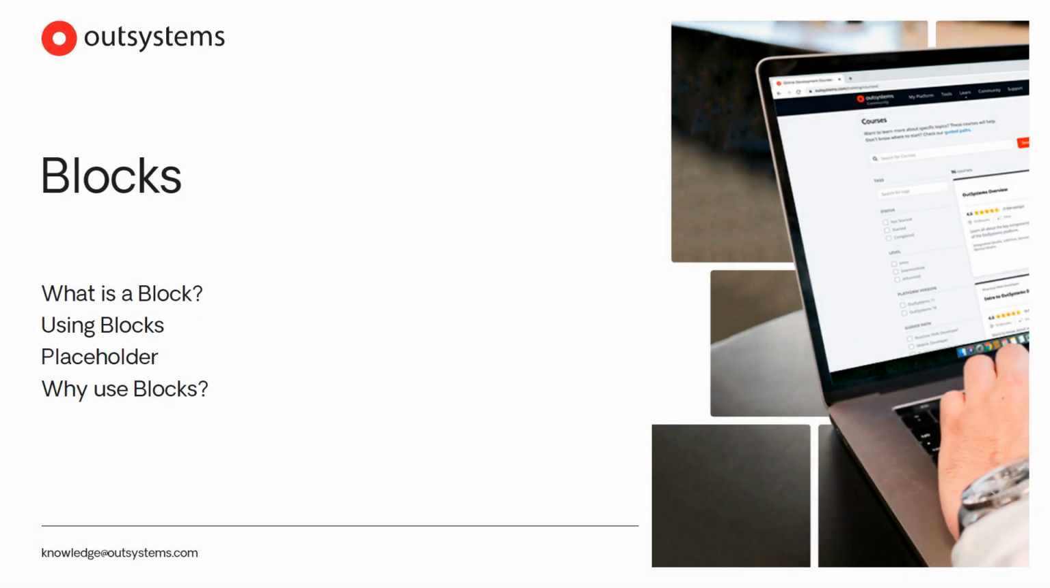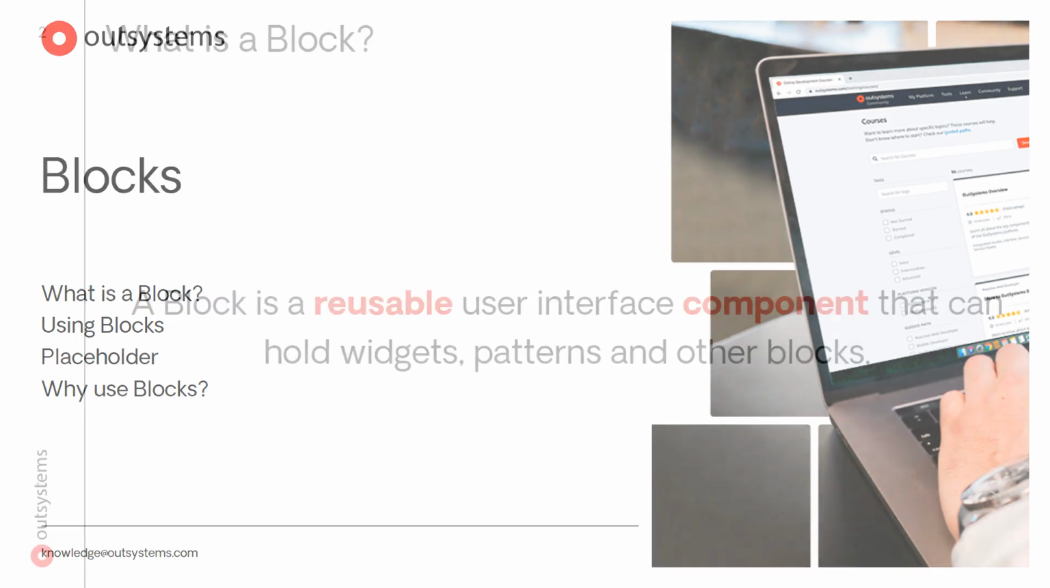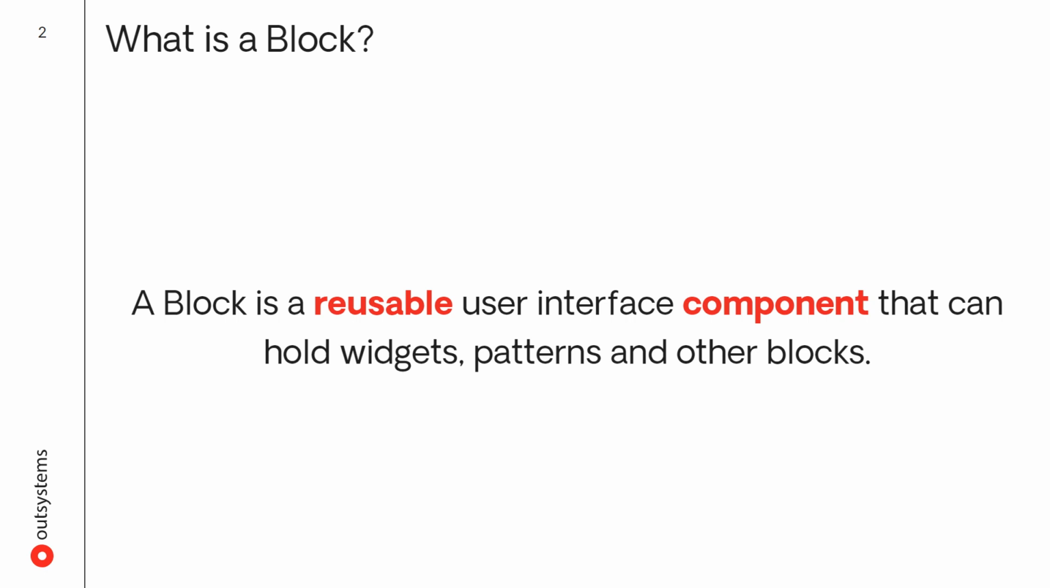In this session, we'll cover what blocks are, and how to use them. Then we will go over the placeholders, and the advantages of using blocks. A block is essentially a reusable piece of code. However, blocks are interface elements, meaning that they are reusable UI components. Inside a block, other widgets, patterns, and blocks can be placed, allowing the composition of rich and complex user interfaces.